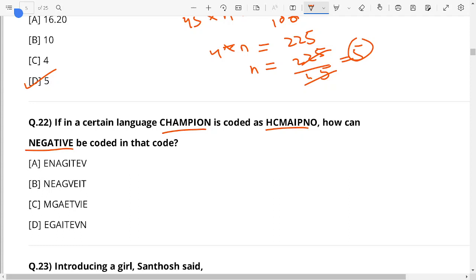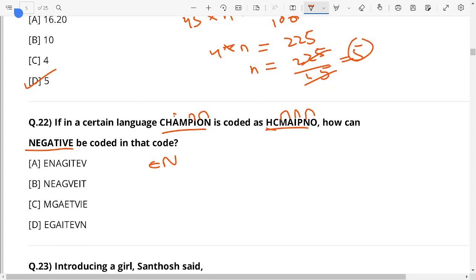Now just look at here, we have champion and some code here. Observe, we have ch and we have hc. It's just the two letters here are reversed, that's all. Ch, we have hc, then am is reversed as ma, then pi is reversed as ip, then on is reversed as no. The same way, if we see negative, we have ne, so we can write it as en.